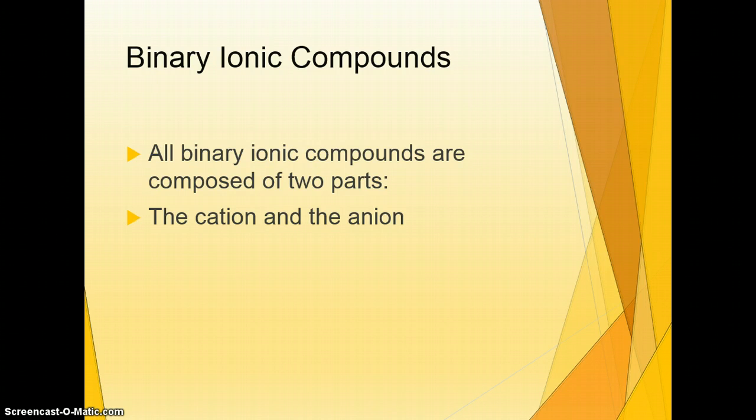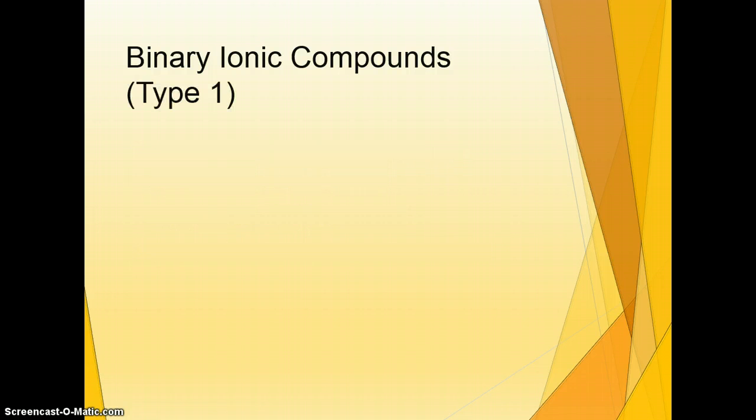Remember, our cations are positive and our anions are negative. One thing that's really important to remember is that in all naming of compounds, the cation is always named first. For type 1 binary ionic compounds, we're going to look at compounds that are formed between metals and nonmetals.